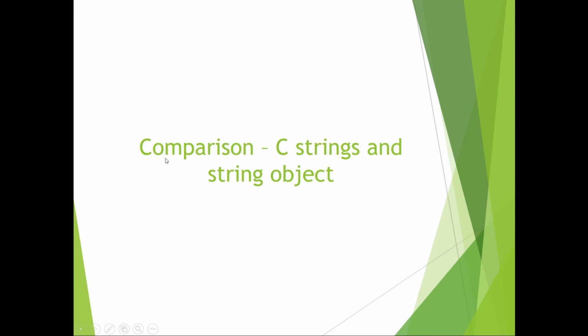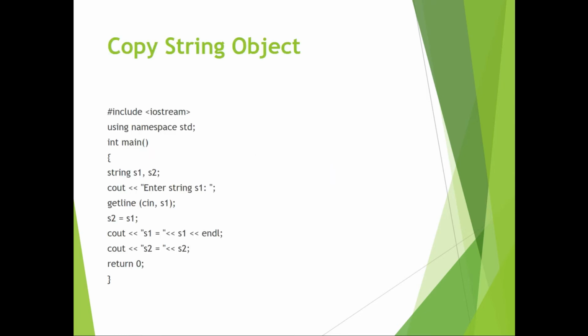Okay. So now a comparison of how to use C strings and string objects. Okay, we'll see this. Now we are going to copy one string to another string. So here you can see the keyword string. This is a string object. So there are two objects with the class name string. Cout enter string s1. You have getline. This is my first input I'm getting for s1. Now what have I done? S1 is automatically assigned to S2 using an assignment operator.